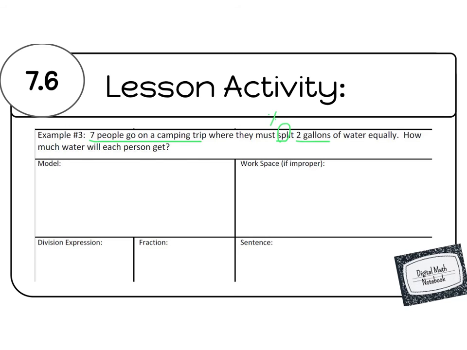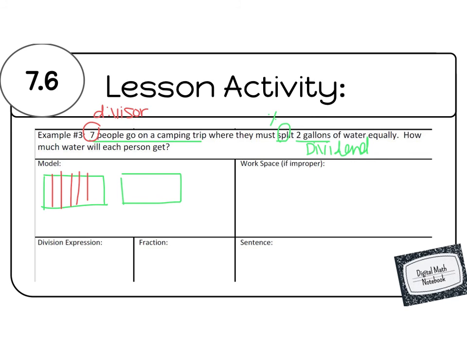So the thing that we have, the thing that we're going to split up is not 7 people. We're not sharing 7 people. We're sharing 2 gallons of water. So this will be our dividend. So sometimes with these problems, it's really important to think, what am I splitting up? A model would look like this: 2 gallons, and then each gallon is split into 7 because that is our divisor. 1, 2, 3, 4, 5, 6. 1, 2, 3, 4, 5, 6, 7.